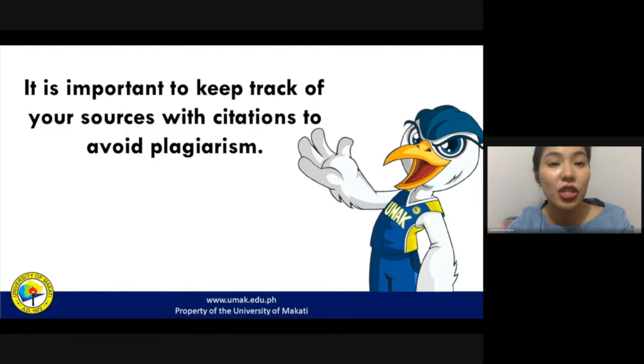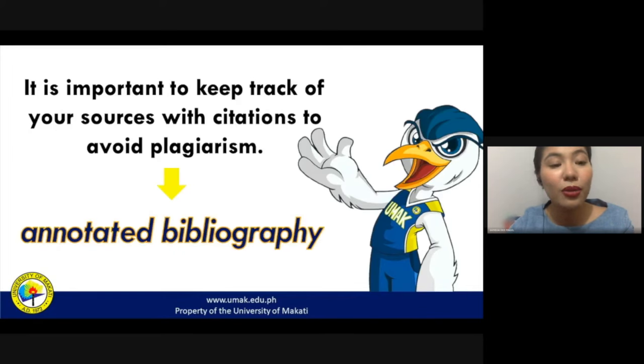Now, when writing a literature review, it is very important that you keep track of your sources, especially sources with citations, because we are trying to avoid plagiarism. And we all know that plagiarism is a crime and it's punishable by law. Now, how do we do that? You can do that by using an annotated bibliography.